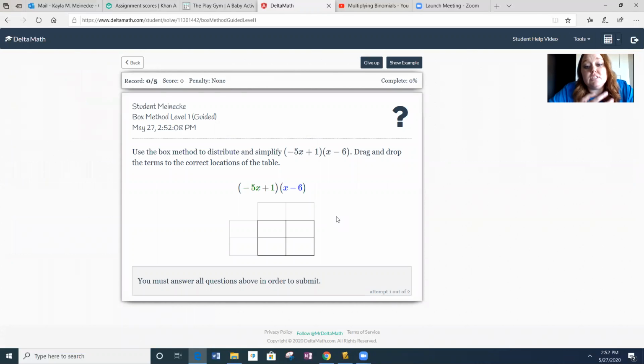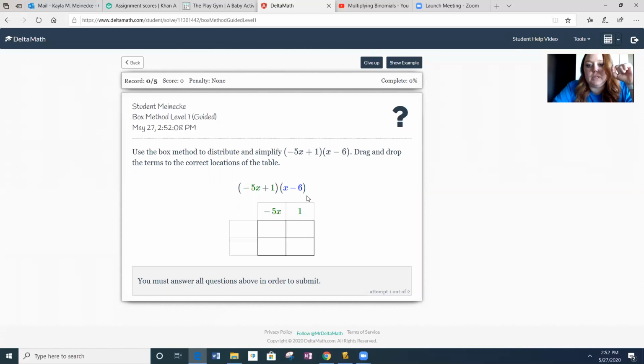This isn't my favorite way to solve binomial multiplication, but it is a pretty good strategy, especially since I think this little grid thing is how you guys maybe learned multiplication. It's not how I learned multiplication. Anyways, you take whatever's in the first set of parentheses and place it on top here. So I'm going to click and drag this negative 5x right here, and the positive 1 right here. Those two terms go on the top.